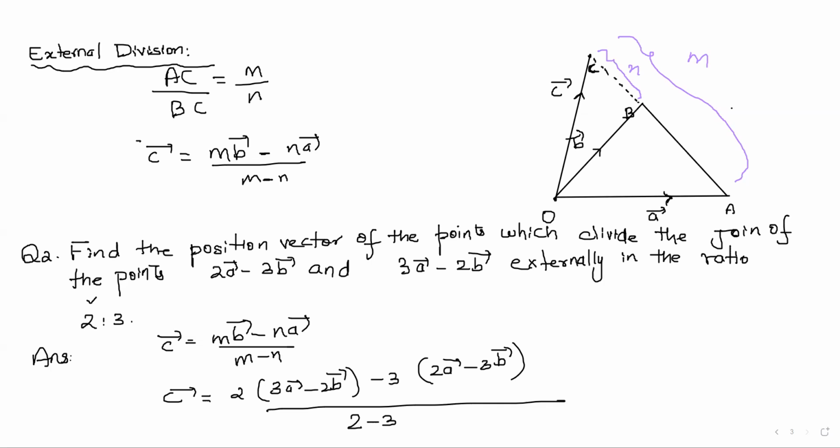Huzaifa, is it done? Shall we start next? Minus 5b, Huzaifa. Okay. In the denominator, you have a negative.